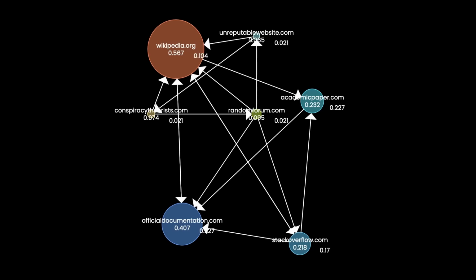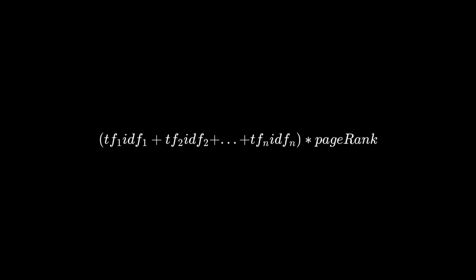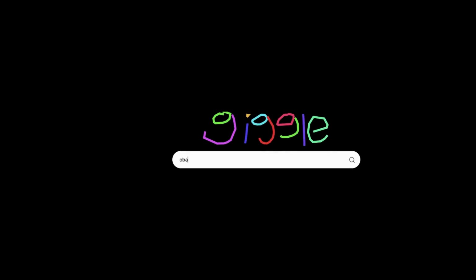So now when a user searches something, just like before, we'll get every site that contains every term in the query, but now for each of those sites, we'll calculate the TF-IDF of each term, take the sum of those, multiply it by the site's PageRank, and then sort it based on that product. And testing it out here, it's working pretty good.